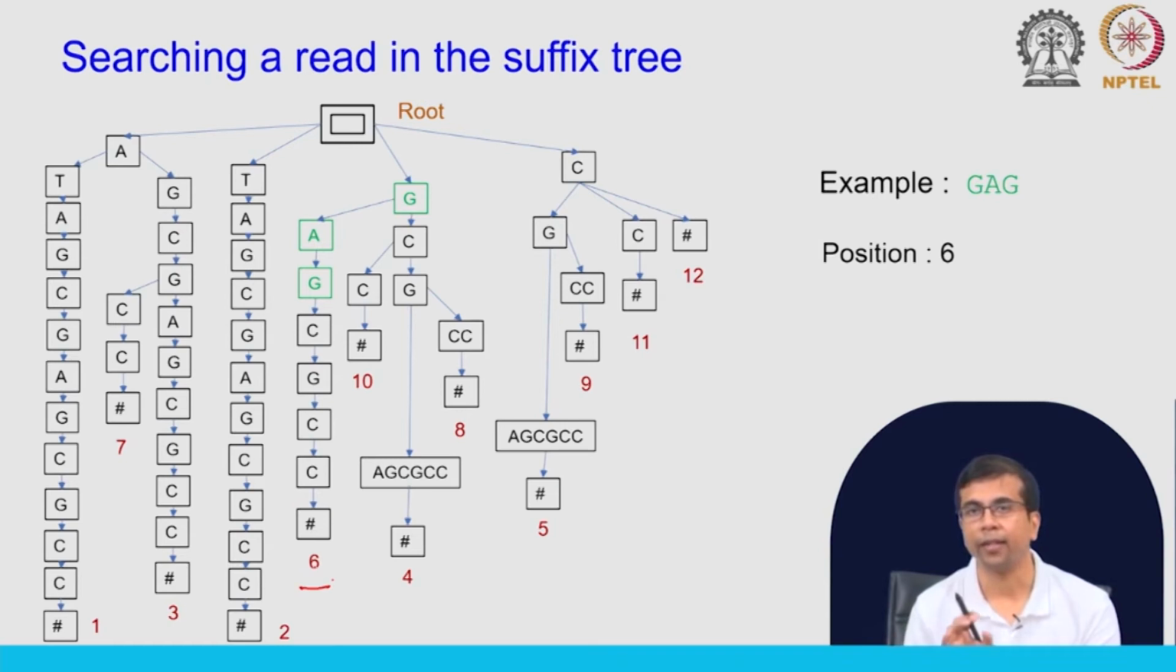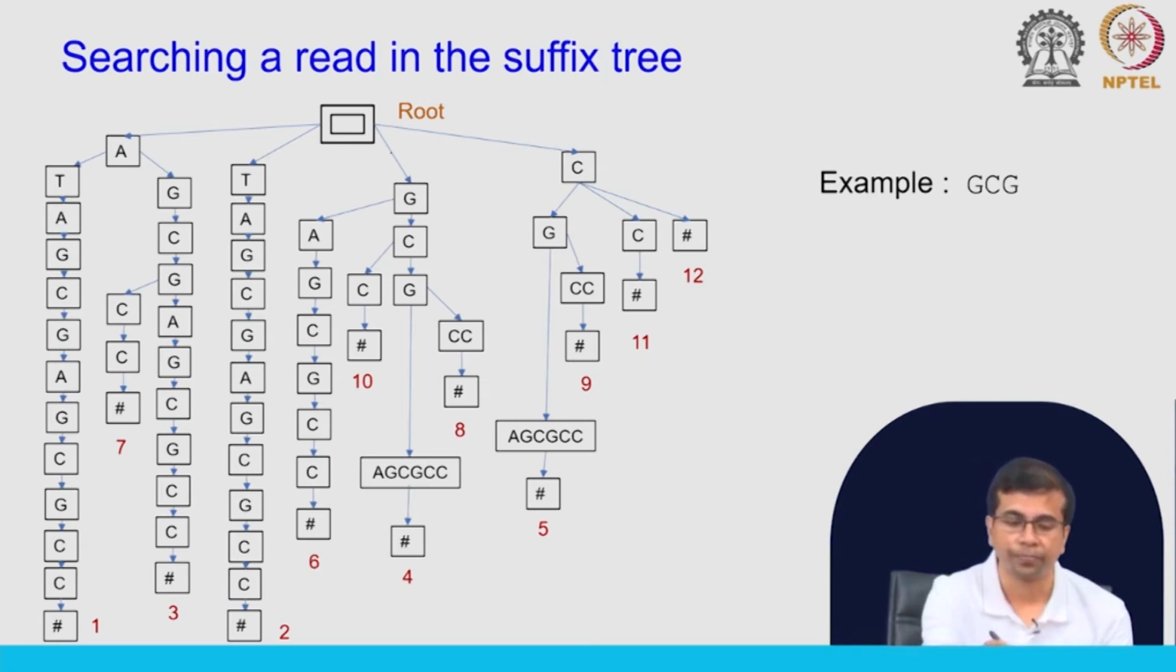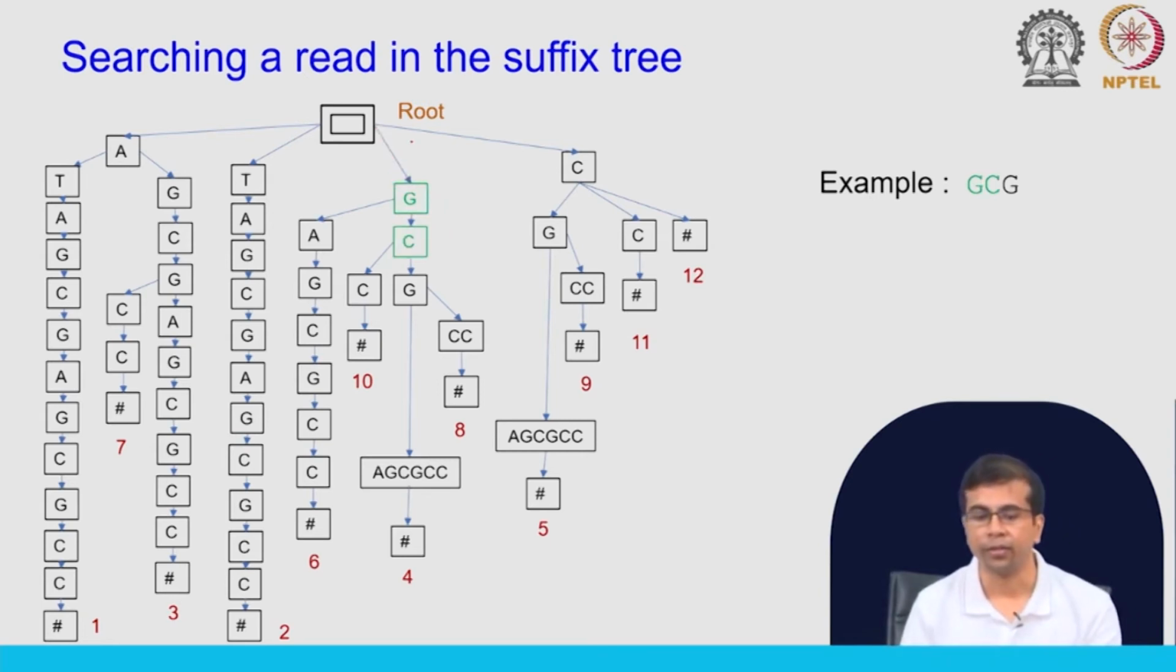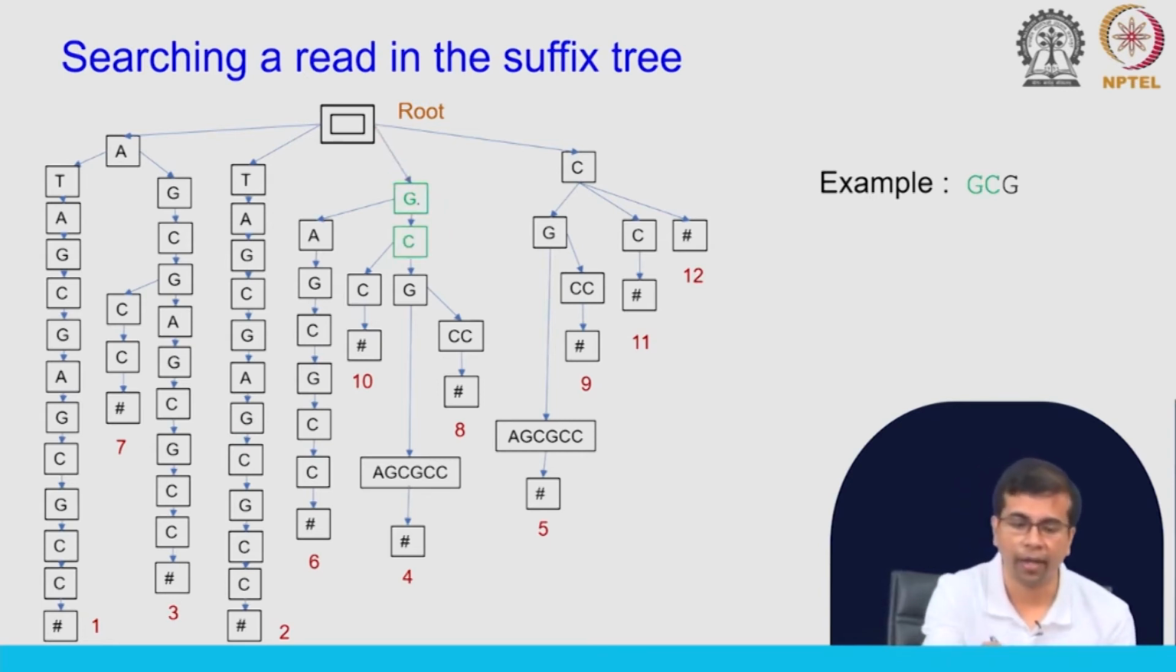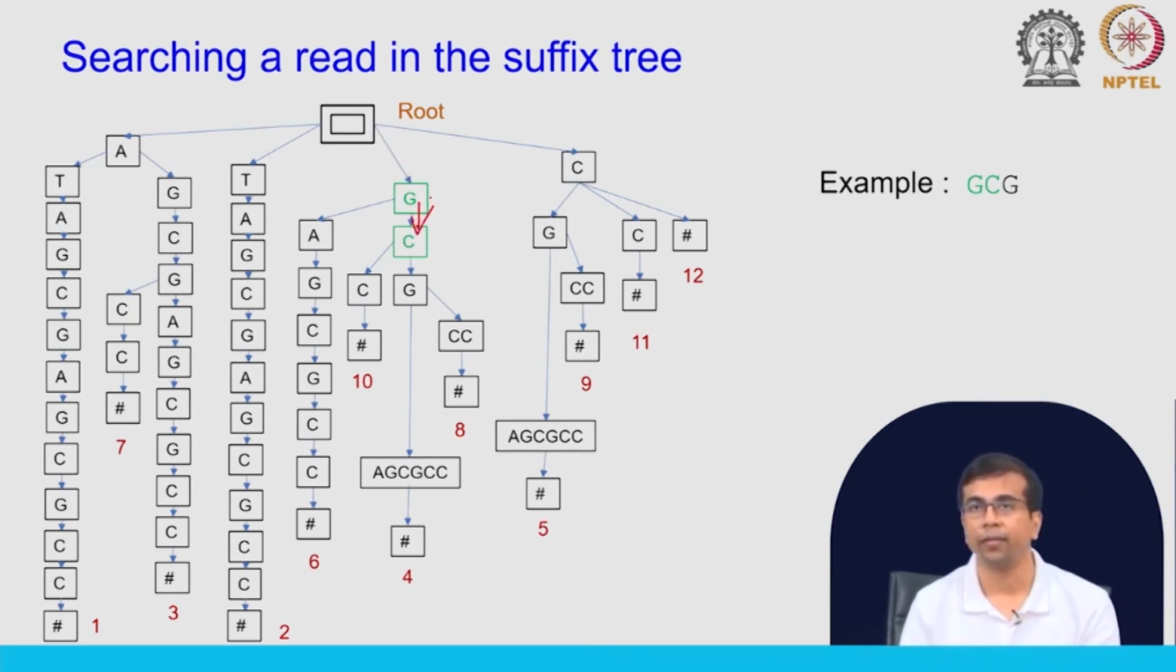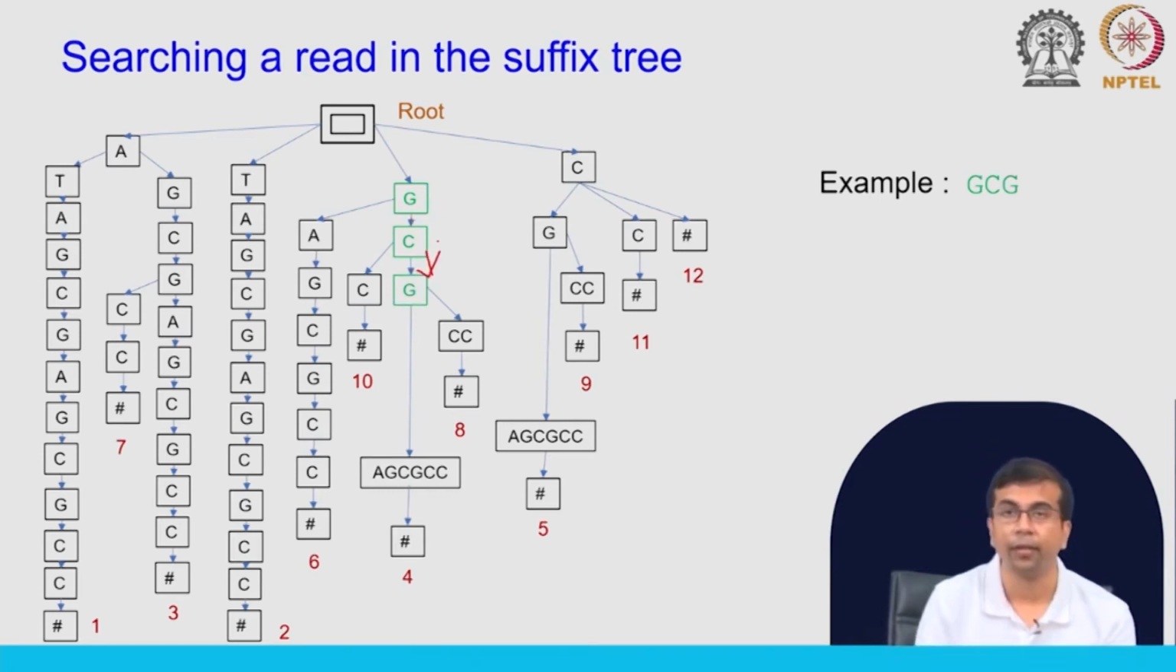We will take now another example, and this is a slightly interesting example. We will see in a moment why that is the case. This example is GCG, we are now searching for GCG in the tree. We start at the root, the first letter is G, and we have found this path here, G. The next one is C, and we have this G to C path here, and then the last letter is G and we have found G. So, you see we have found this GCG here.